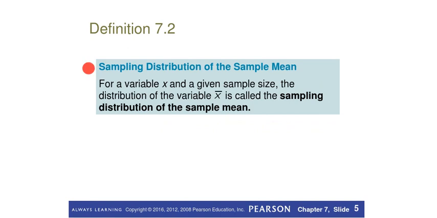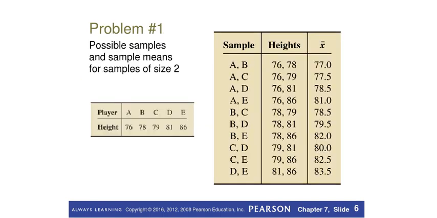The other term that we have to know is called the sampling distribution of a sample mean. For a variable x and a given sample size, the distribution of the variable x bar, that is, the distribution of our sample means, we use x bar to represent our sample mean, you call that the sampling distribution of the sample mean. And probably the best way to describe this is to use an example, and this is actually problem number 1 from our handout.